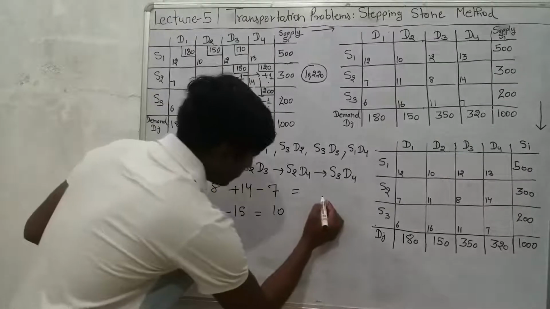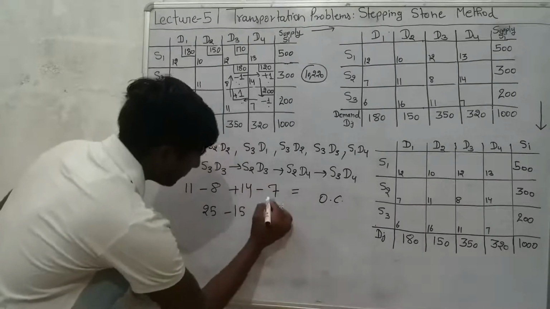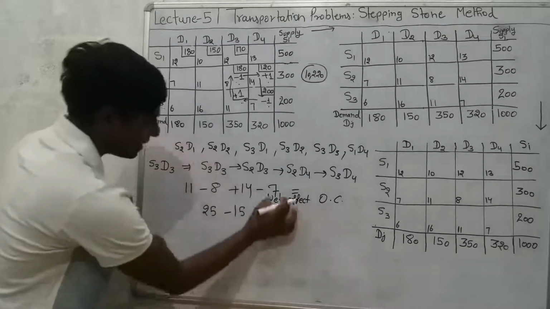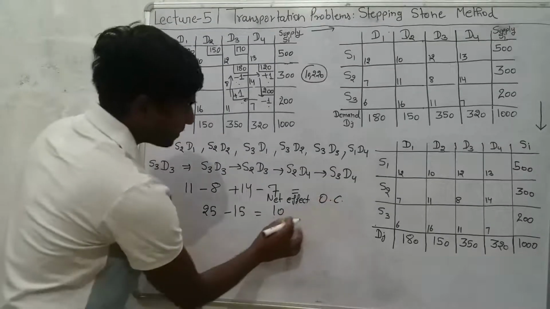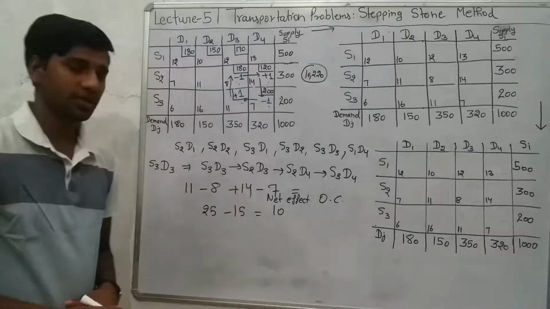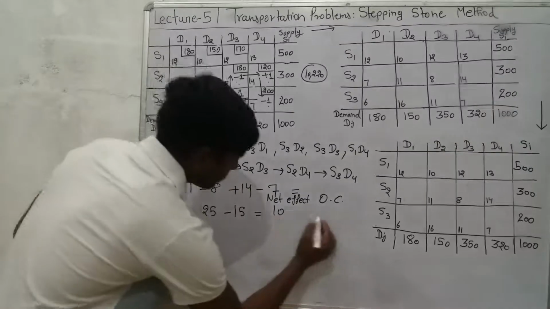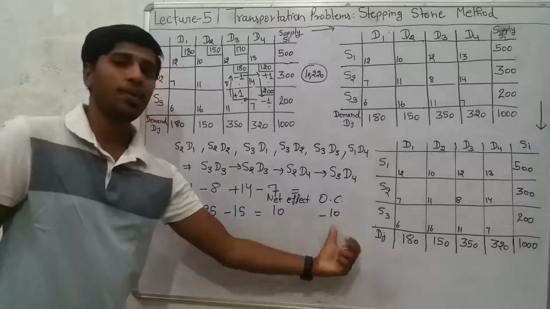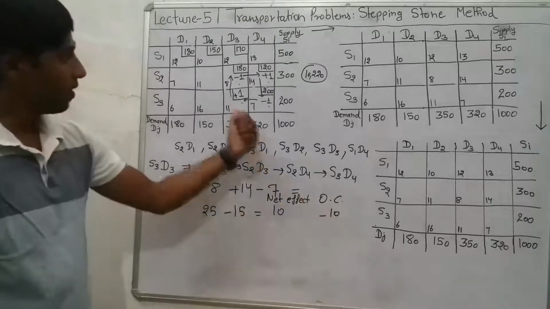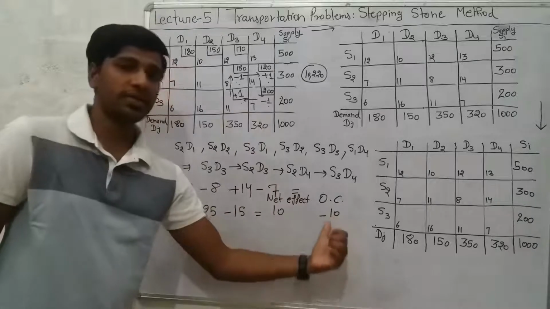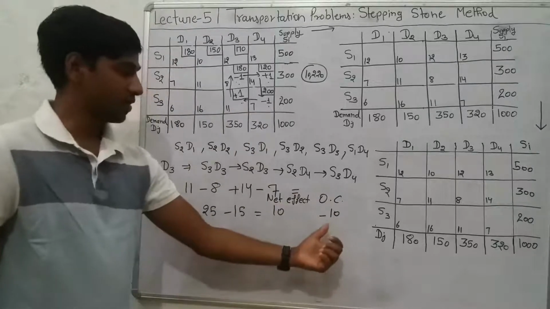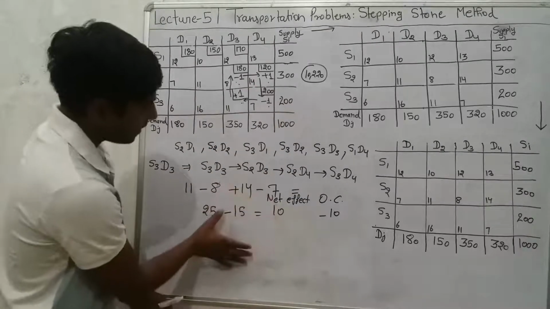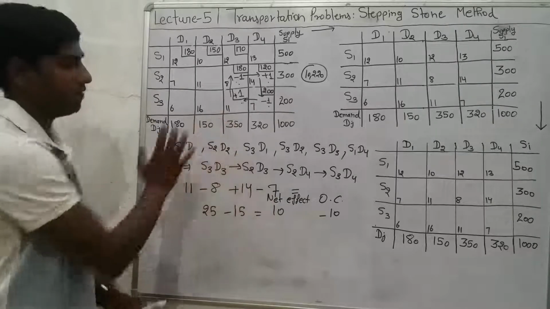Then what would be the opportunity cost? It is the net effect on the total cost. The net effect is 10 rupees. If you convert the net effect into opportunity cost, just change the sign of this value: minus 10. Opportunity cost is minus 10. What is the meaning of this? If we opt this route, the total cost would increase by 10 rupees, which means it is going to bring some loss to the transporter. In a similar way, we have to calculate the opportunity cost for every empty cell.